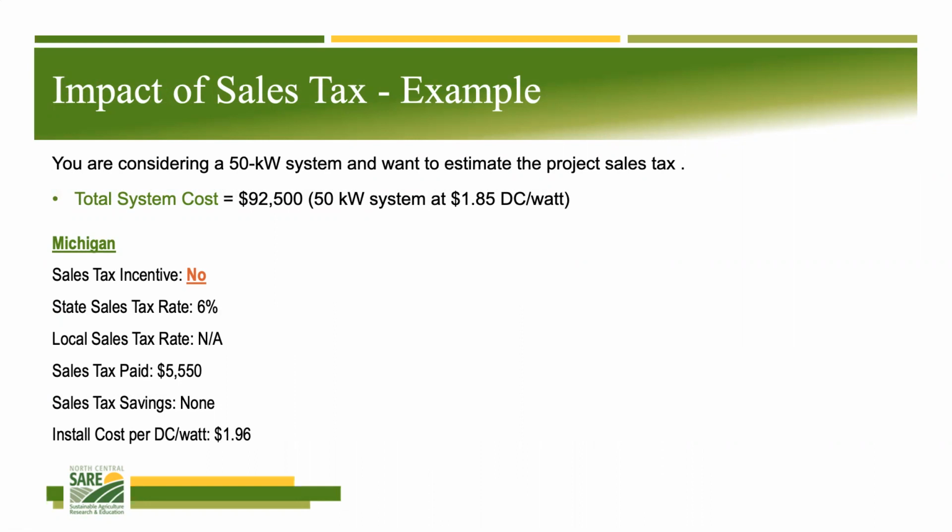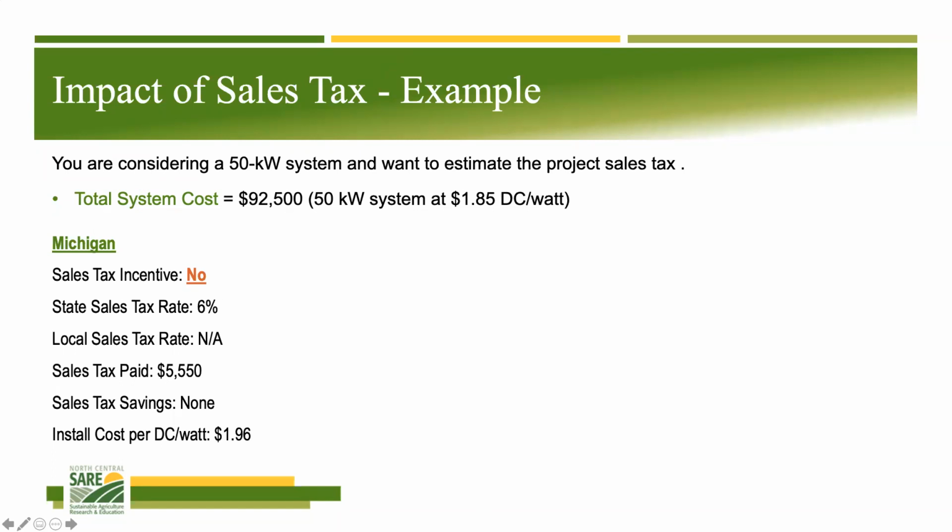For those of you that do have programs, it really is an incentive as we think about how it influences the overall financials of your project. I just want to look at a couple of different perspectives of sales tax. I've modeled this out for different systems. We're going to look at a 50 kW system, a mid-sized system on a farm, at $1.85 per DC watt, so our total project cost is around $92,500.